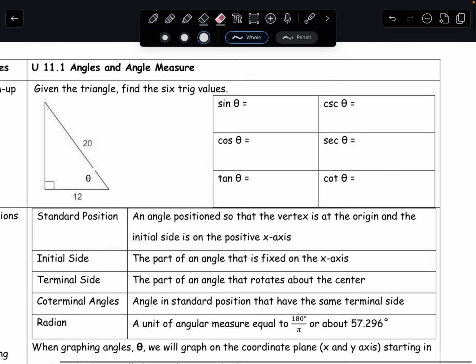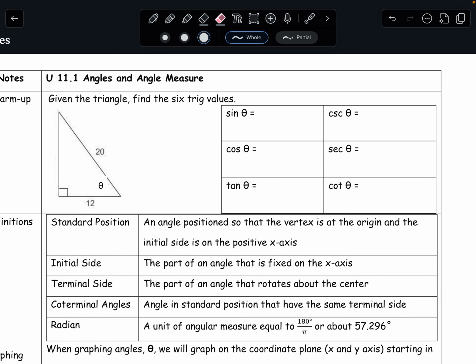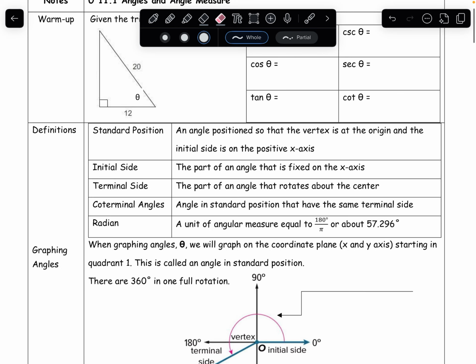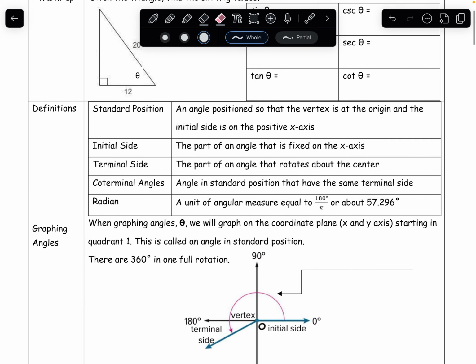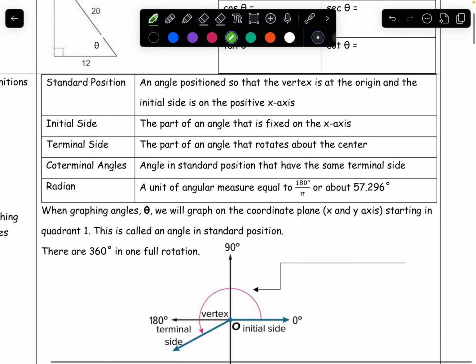So given the triangle, find the 6 trig values for theta. We're going to go over this in class, so please come with this completed in class. What we're going to do now is go over some definitions. I want to start by just looking at the first 3.